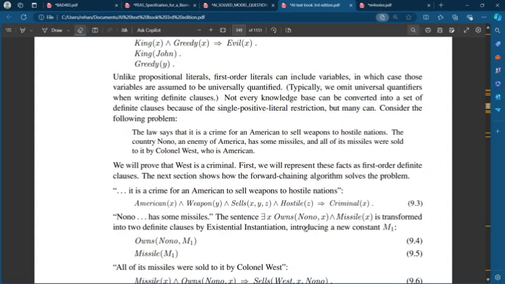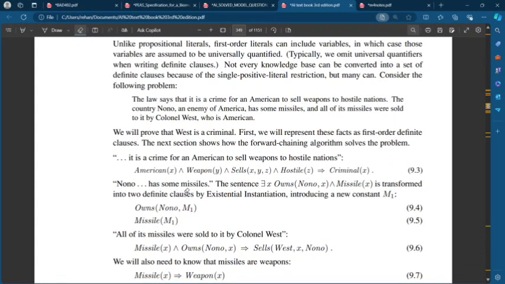So how will we do this? First, it is a crime for an American to sell weapons to hostile nations. Nono has some missiles: there exists x, owns Nono comma x, and missile x. So if some missiles are owned by Nono, it is transformed into a definite clause by existential instantiation, introducing a new constant M1.